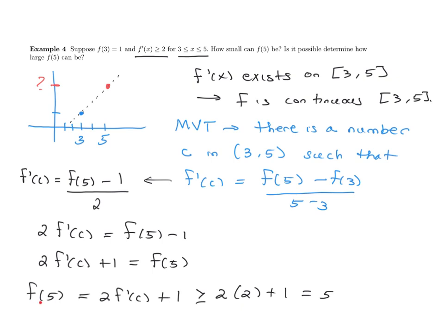So what is the smallest f of 5 could be equal to? It's 5. It must always be bigger than or equal to this number. So that's our conclusion that we can draw here. f of 5 must be bigger than or equal to 5.